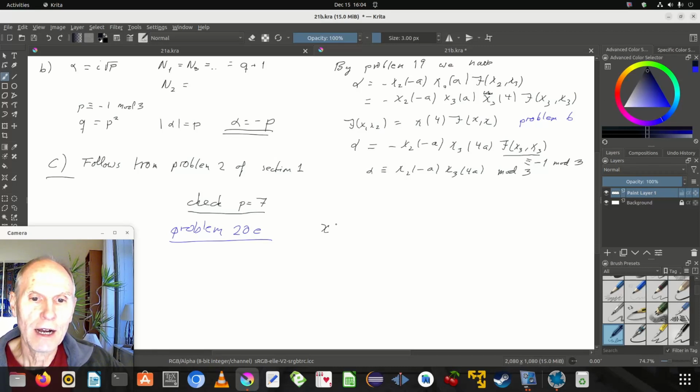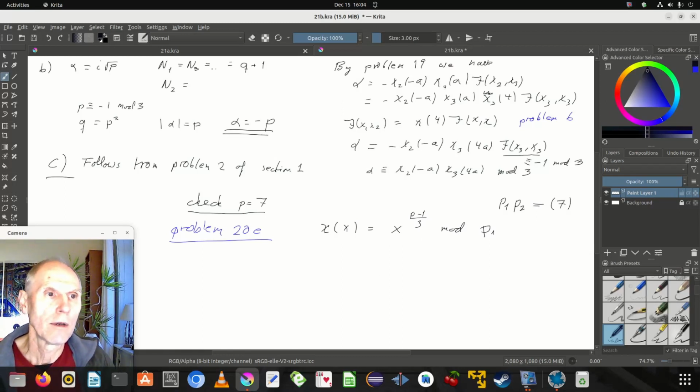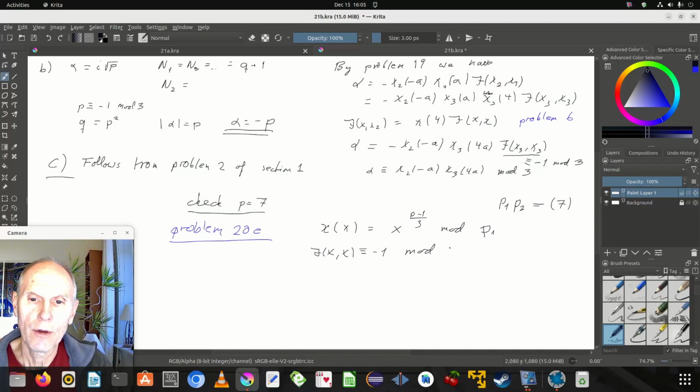So we define chi of x defined by x to p minus 1/3 modulo some ideal. So 7 splits into ideals. So we go modulo this ideal. And then we need to show that using this guy, is equivalent to -1 modulo 3.